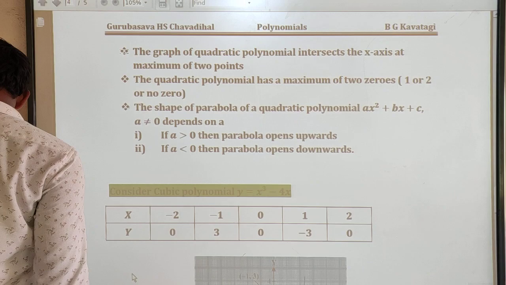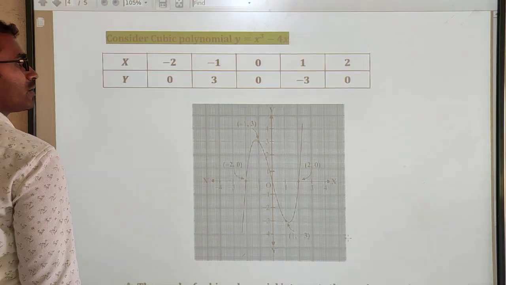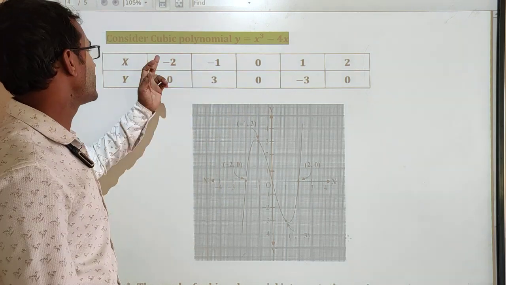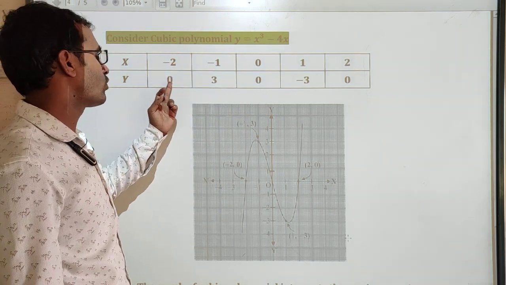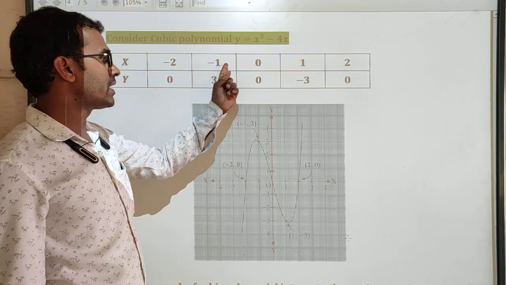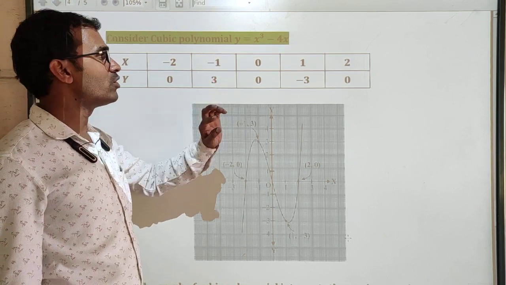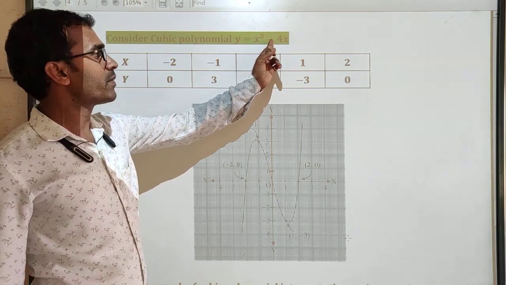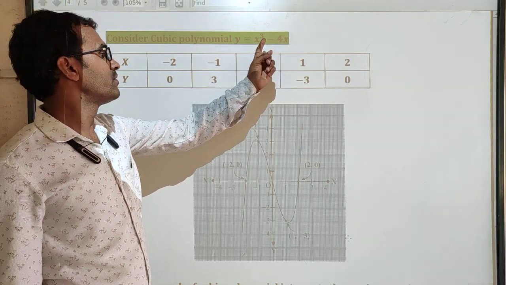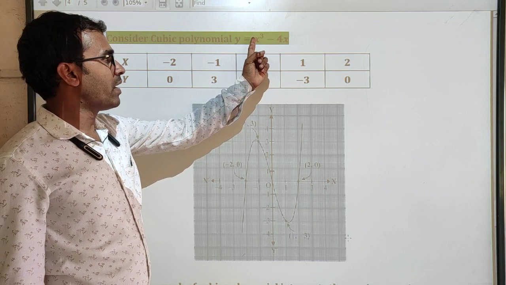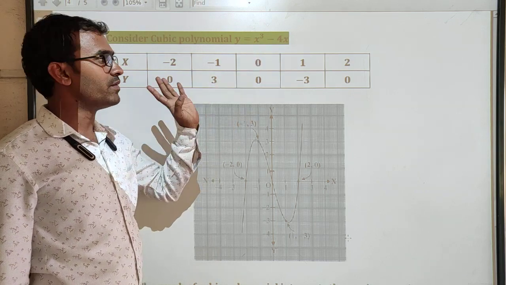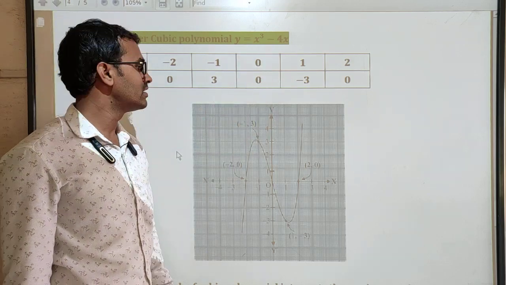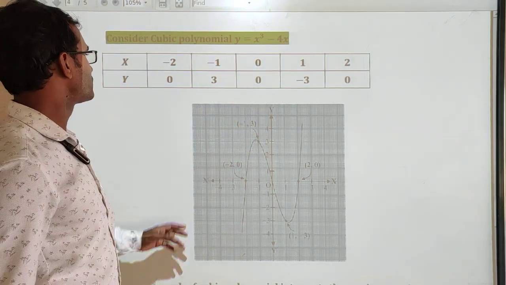Next one, consider the cubic polynomial y equal to x cube minus 4x. Substitute x equal to -2, and you get the corresponding y value 0. For x equal to -1, you get y equal to 3. Substitute x equal to -1: -1 cube minus 4 times -1, so minus of minus is +4. This equals -1 plus 4, you get 3. Substitute x equal to 0, y is also 0, and draw the graph, right?